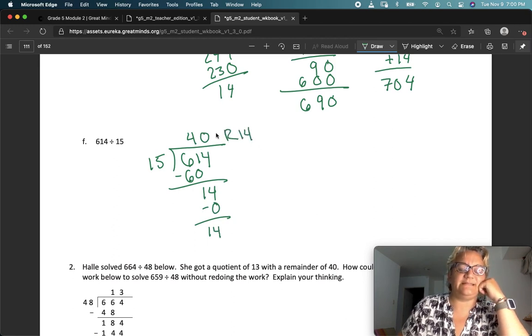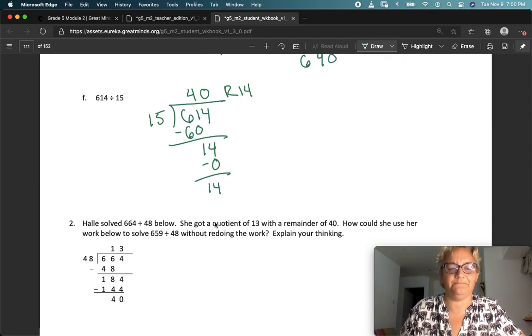In class today, some of you were forgetting to put this 0, and you were telling me that 15 went into 614 4 times with a remainder of 14. But you can't forget the ones place. Do not forget the ones place. That was a common theme today.